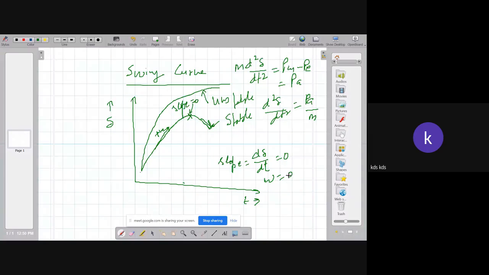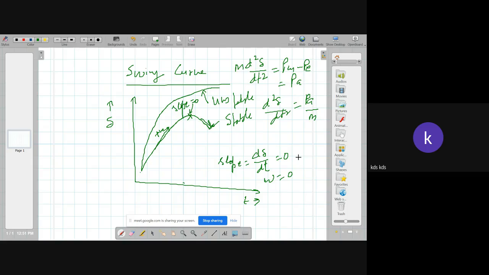It does not mean that rotor starts rotating. No, rotor is always rotating. Omega is 0. It does not mean rotor stops rotating. No, it means the relative motion between the synchronously rotating frame and the rotor, the speed of that relative motion becomes 0. So this condition d delta by dt is equal to 0 comes from the swing curve, and this is used for deciding the stability of the power system.